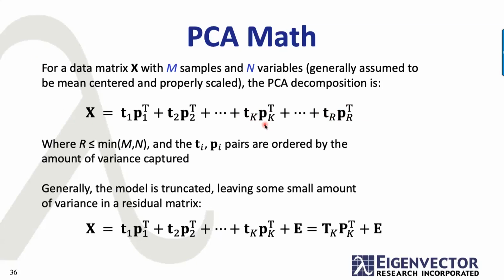So here R is the rank of the data. It's always less than or equal to the minimum dimension of the data. And these pairs are ordered by the amount of variance captured. Generally, that model is truncated, leaving some small amount of variance in a residual matrix. And so we just go down to K, lump the rest of these into some error matrix right there. We can collect all these T's together and all these P's together and just write it this way. So X equals T_K P_K transpose plus error.